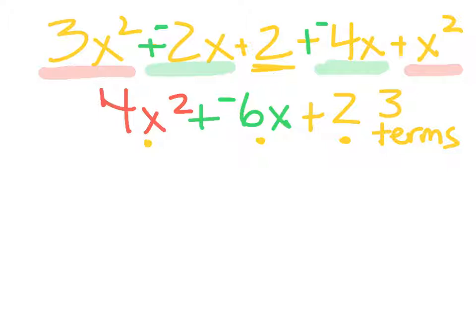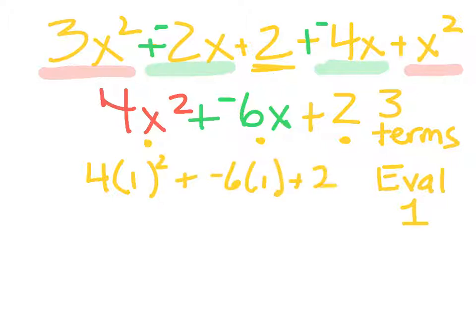And if we wanted to evaluate this, let's say we want to evaluate it for something easy like 1, we would substitute 1 in for x. So we get 4 times 1 squared plus negative 6 times 1 plus 2. And so then we would do the exponent first. 1 squared is 1. 4 times 1. Negative 6 times 1 plus 2. 4 plus negative 6 plus 2. That works out to be 0.